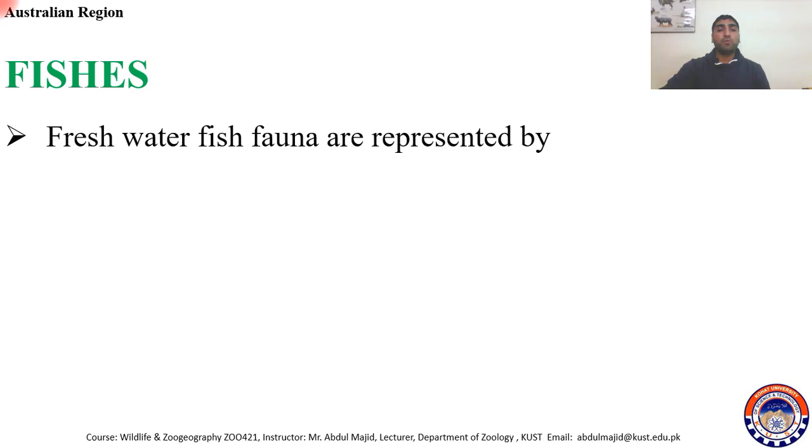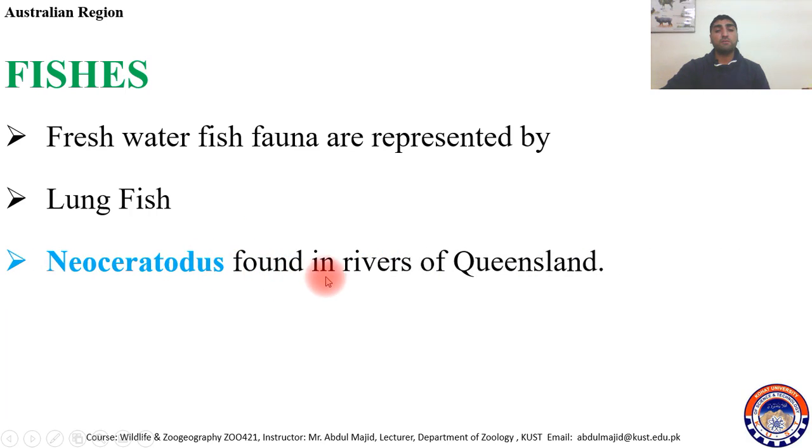Among fishes, the freshwater fish fauna is represented by lungfish, there is Neoceratodus, which is found in the rivers of Queensland. Queensland is a place in Australia.